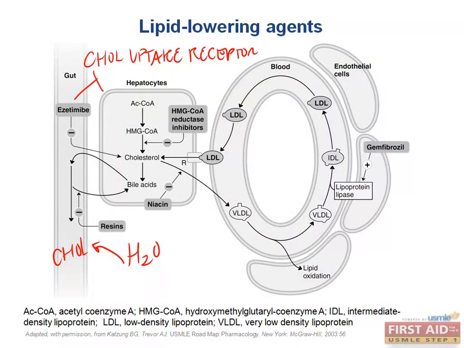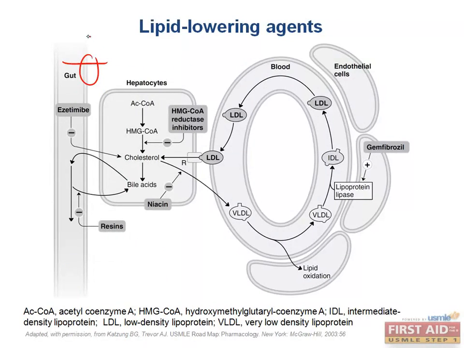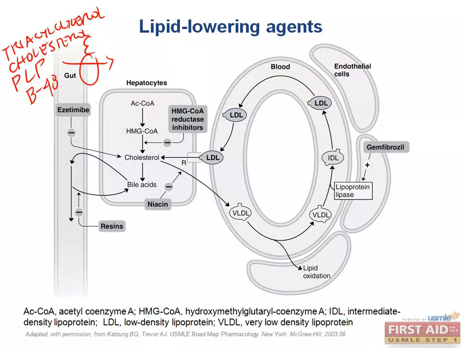Okay, let's go back to the metabolism diagram. The enterocytes combine in the gut. This is our enterocyte. Triacylglycerol, cholesterol, phospholipids, and an important protein called apolipoprotein B48. And this makes your brand new chylomicrons. Chylomicrons enter the lymphatics and eventually enter the bloodstream.